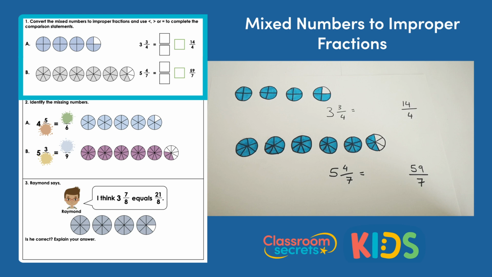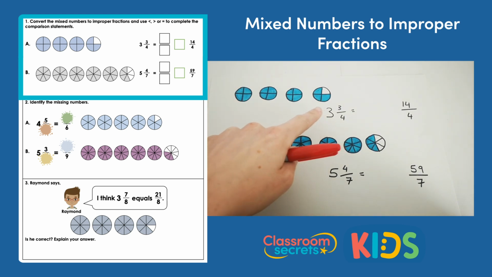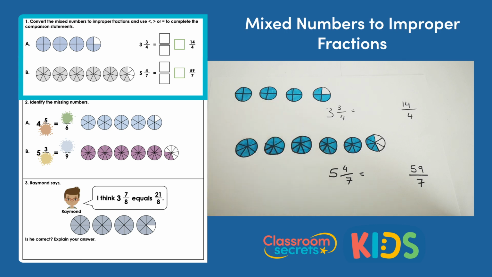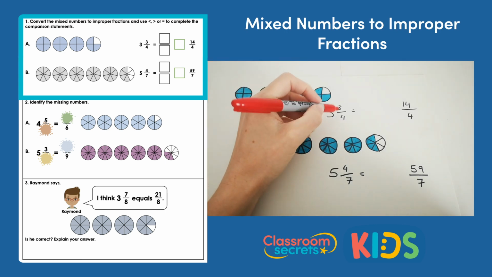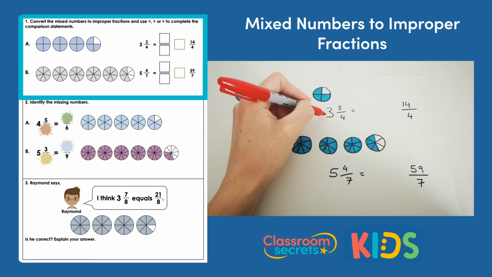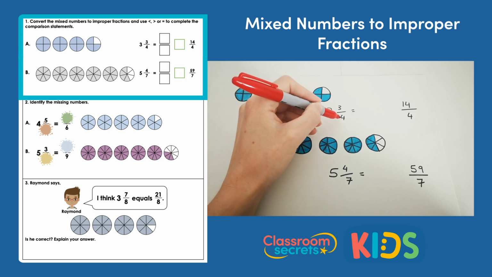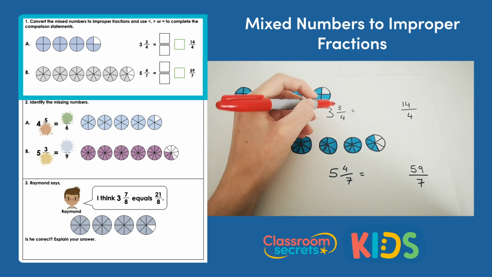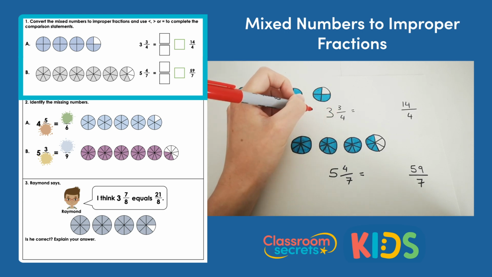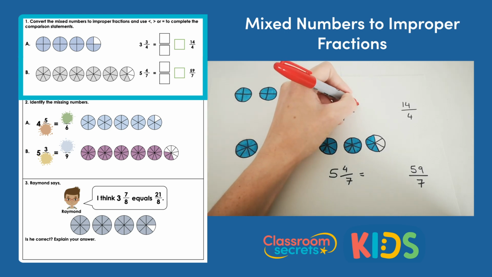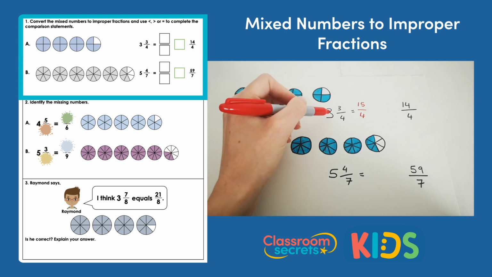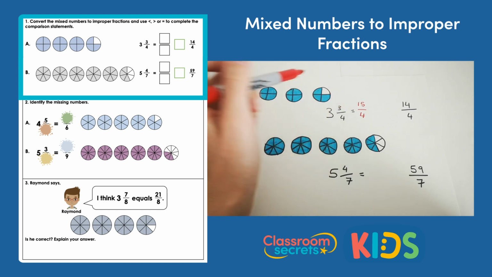And we can do this in 2 ways. You can either count the individual segments of the shapes, or we can multiply the denominator by the integer and then add to the numerator. So we could do 3 times 4, which gives us 12, and then 12 add 3 gives us 15. So that's 15 quarters. So 3 3/4 is the same as 15 quarters.